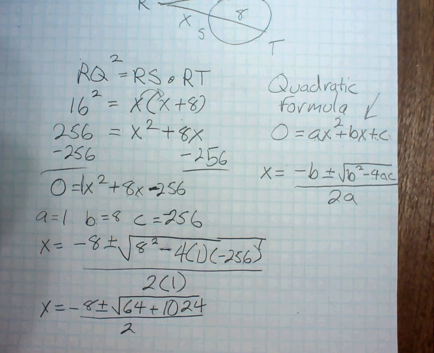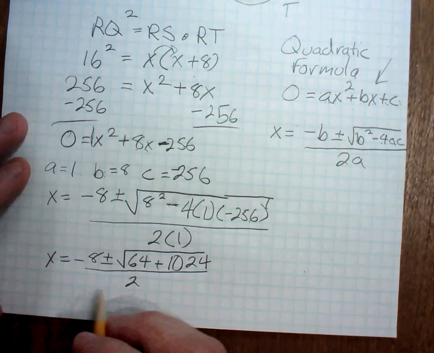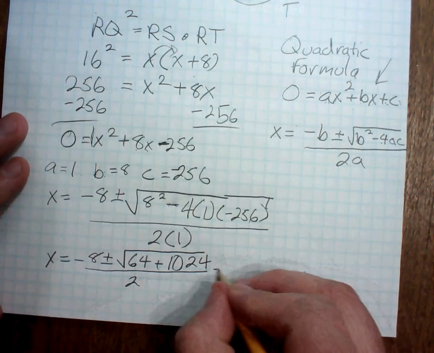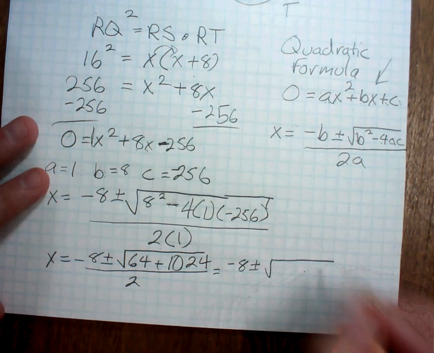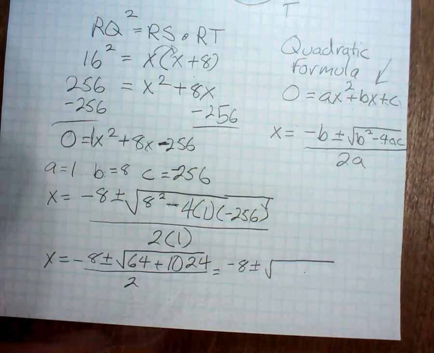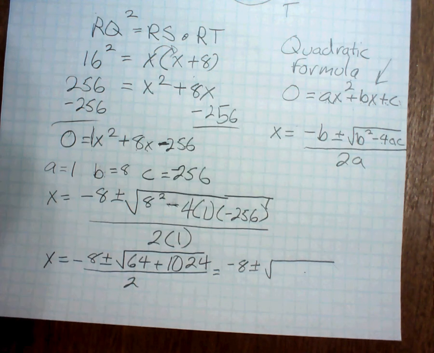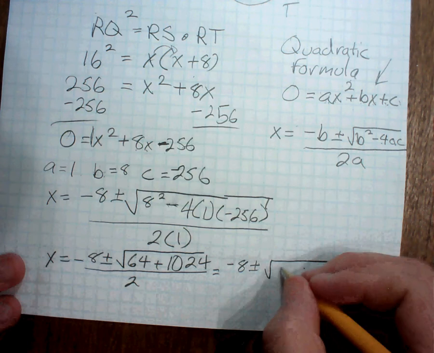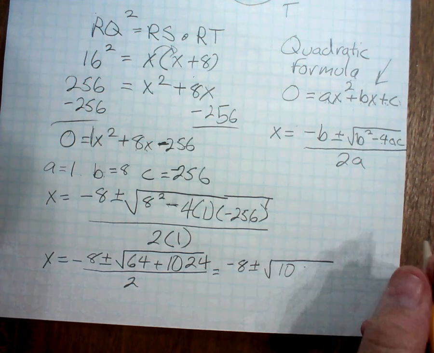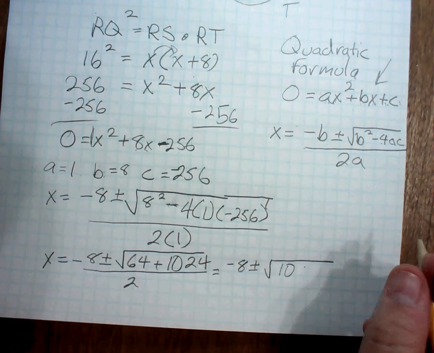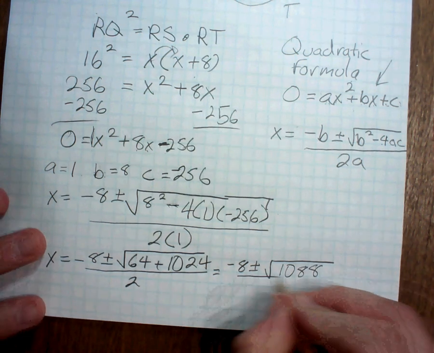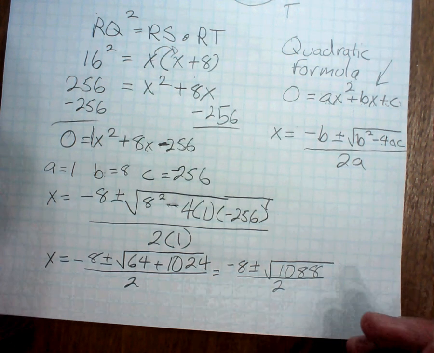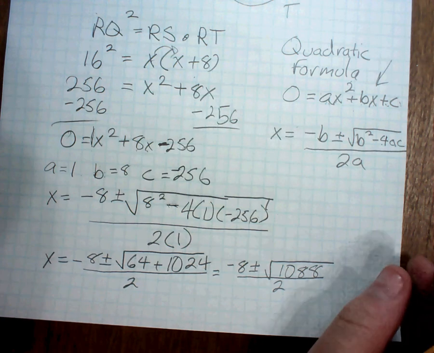And we're going to start to run out of room here in a second. So this adds up to negative 8 plus or minus the square root of 60 plus 20 is 80 plus 4, so this is 1,088, divided by 2.